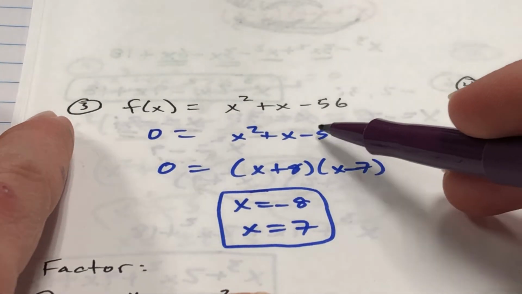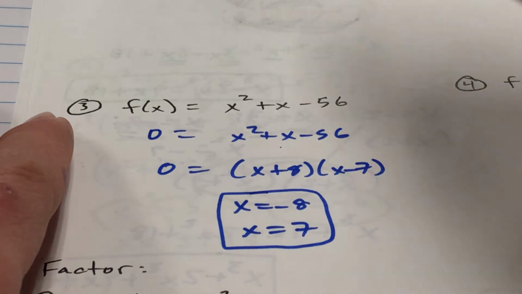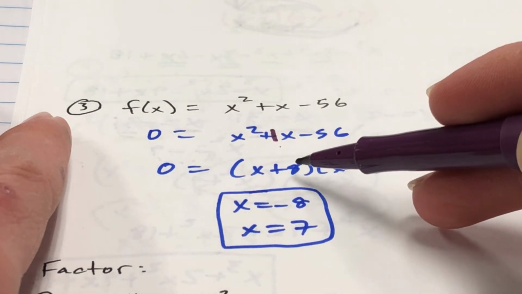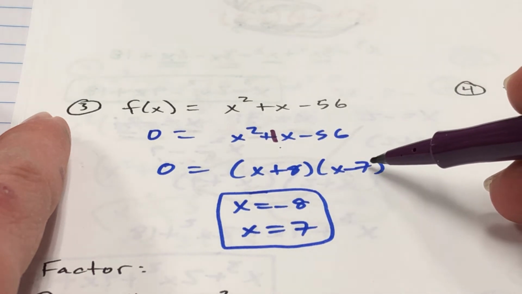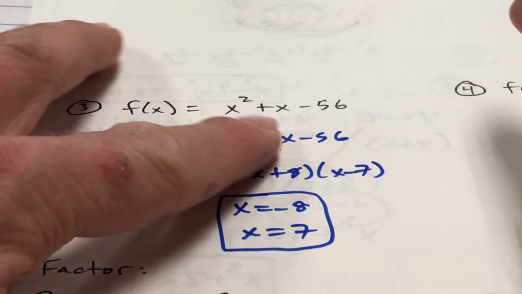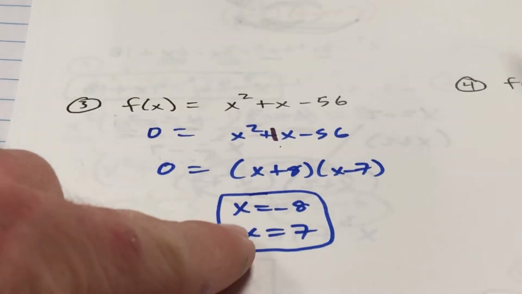So what multiplies to 56 and differs by 1? 8 and 7. The middle term is positive, so the bigger factor 8 is positive, and then 7 is negative. X plus 8 equals 0. X minus 7 equals 0 gives you those two answers.